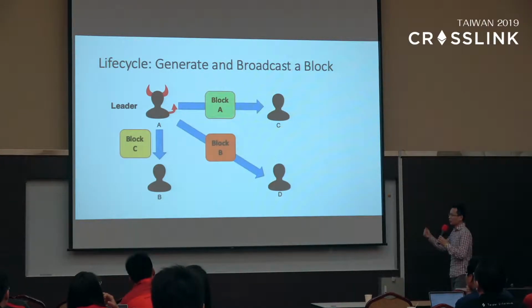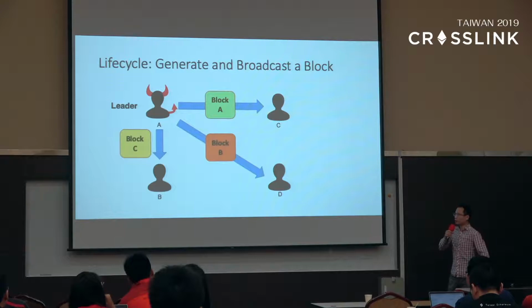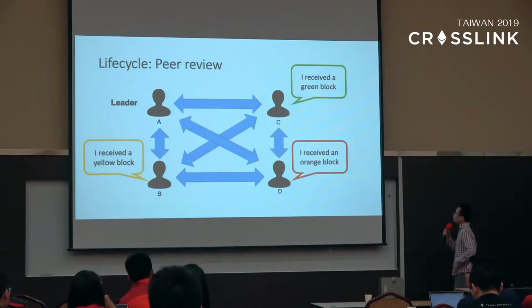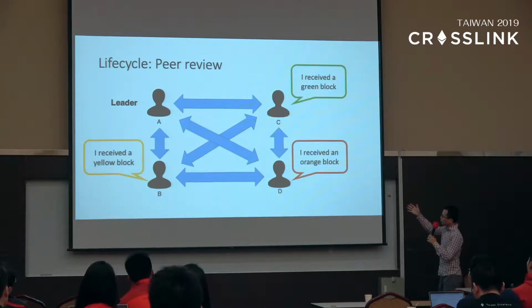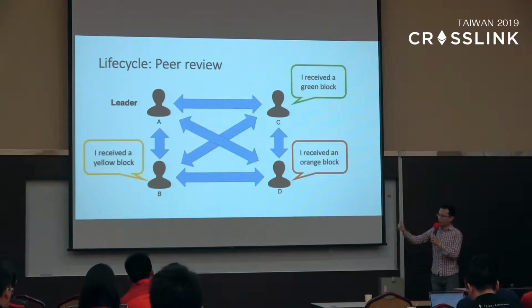Let's see what happens in a case where the leader is faulty, and let's see how peer review can solve the issue. Okay, so here the leader is faulty, so he sent different blocks to different nodes. So you see 3 different colors, okay, representing different blocks. So in the process of peer review, node C will tell nodes that he just received a green block, and node D just received an orange one, and node B just received a yellow one.